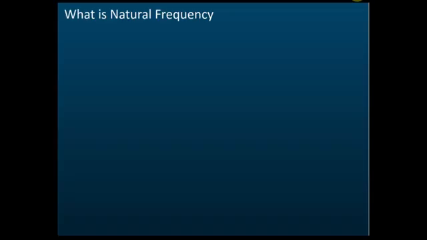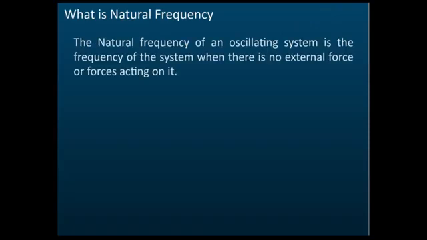We are going to continue with resonance. Now, to understand resonance, the first thing that you need to understand is the natural frequency. The natural frequency of an oscillating system is the frequency of the system when there is no external force or forces acting on it. So if you do not give any force, that frequency of the oscillating system is called the natural frequency. Usually they will ask you about the definition. You just need to know that there's such a thing called natural frequency, and that's the frequency if you do not disturb an oscillating system.